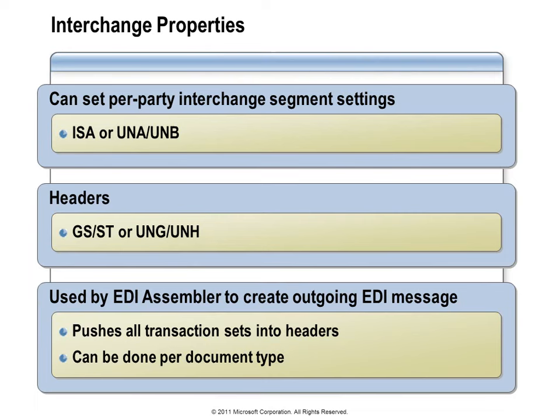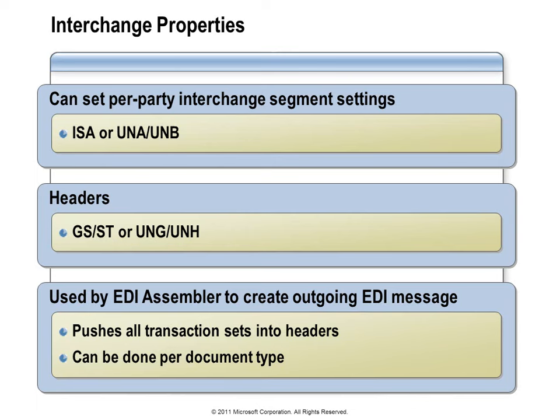Now, when we configure the parties and the agreements and all those profiles, we can also set up some interchange properties. So we can set properties around the ISA or the UNA, UNB segments. We can set properties around how to handle headers for the GS or the ST or the UNG or UNH, depending on whether we're using X12 or Edifact. Now, what the EDI assembler is going to do is use that configuration, that information, to set up the transaction sets into those outbound documents.